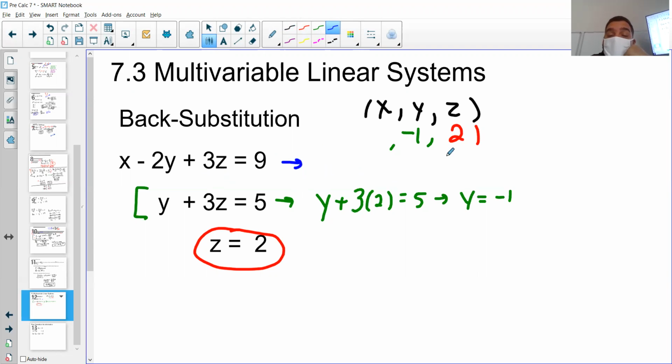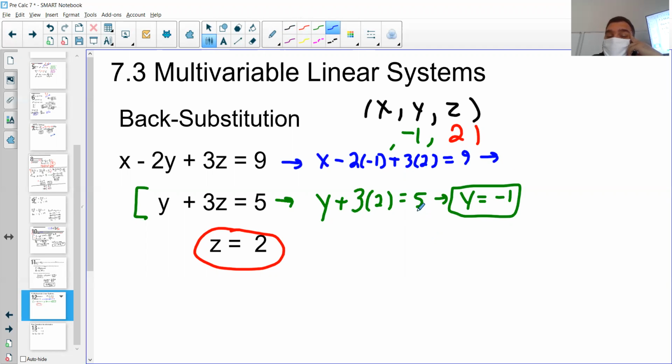Now we have -1, we found it here. And we found 2, we found it here. So now we can use that to our advantage and use it to find the last variable, which is the X. X minus 2 times -1 plus 3 times 2 equals 9.